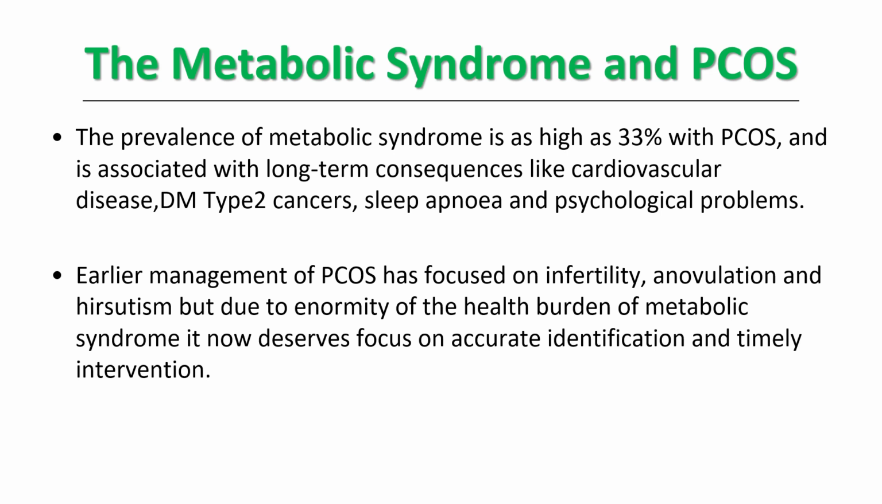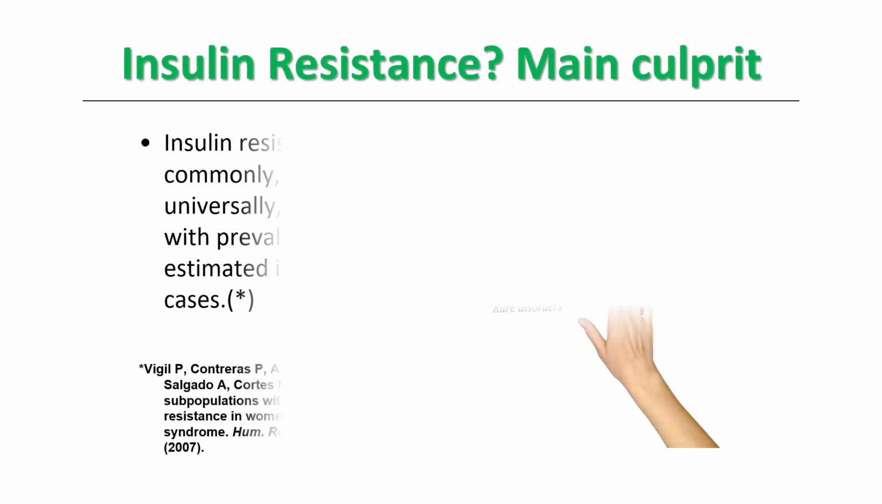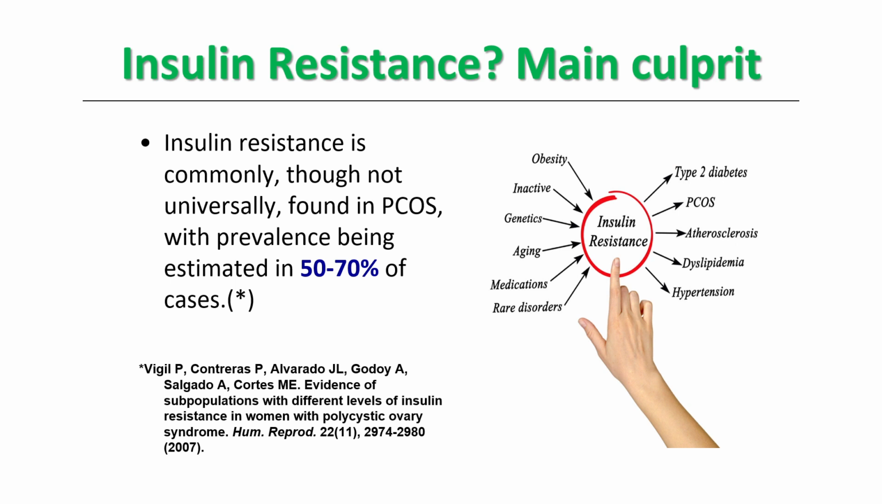But due to the enormity of the health burden of metabolic syndrome, it now deserves focus on accurate identification and timely intervention. Insulin resistance is said to be the main culprit so far. It is commonly, though not universally, found in PCOS, with prevalence estimated in 50 to 70% of the cases. And see how this insulin resistance can lead to type 2 diabetes, PCOS, atherosclerosis, dyslipidemia, and hypertension.